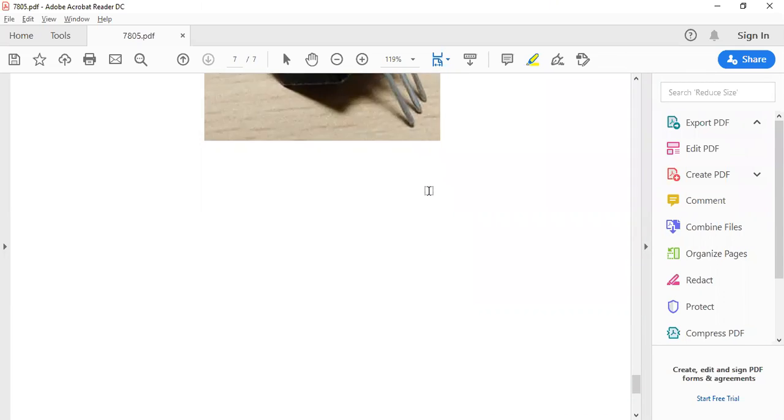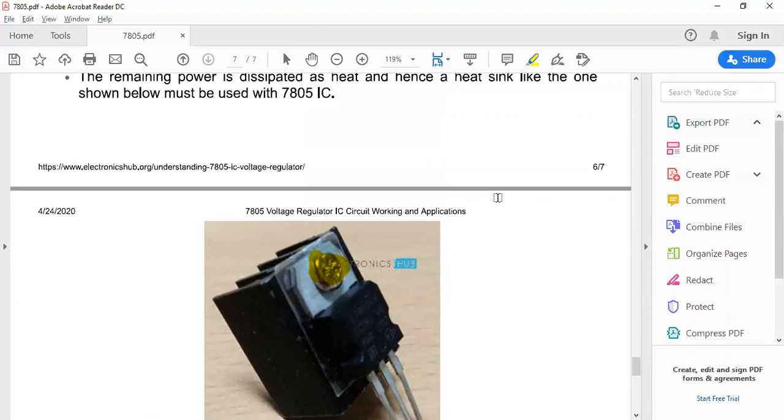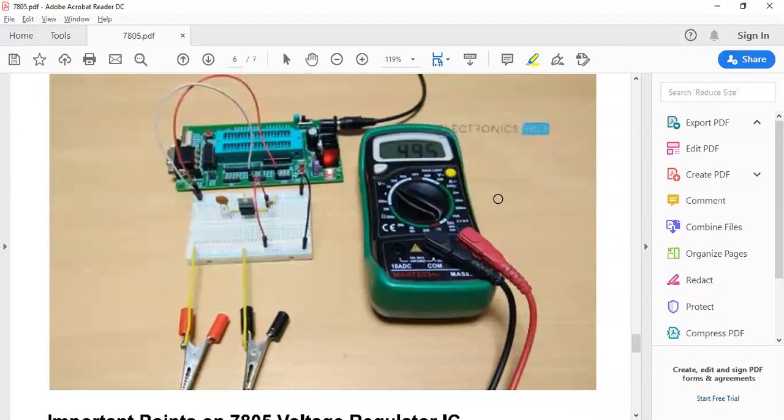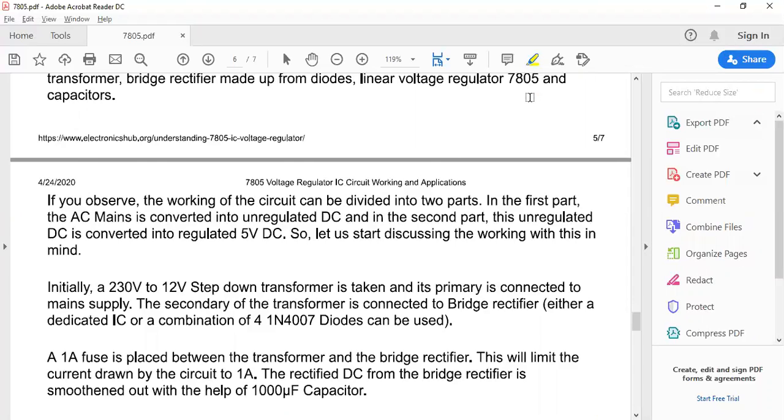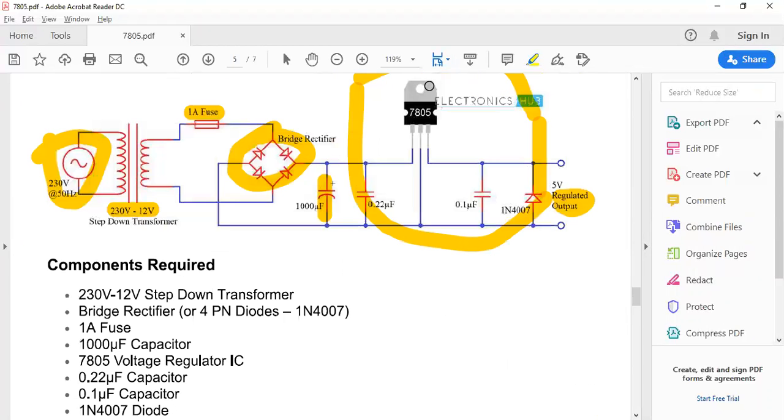This is about the 7805 or 78XX IC. All kinds of 78 series regulators have the same configuration. So you can replace this IC with the other ICs, but the transformer input must be higher. If you are going to use a 7812 IC here, you cannot use the 12 volts transformer. You need to use an 18 volts transformer there.